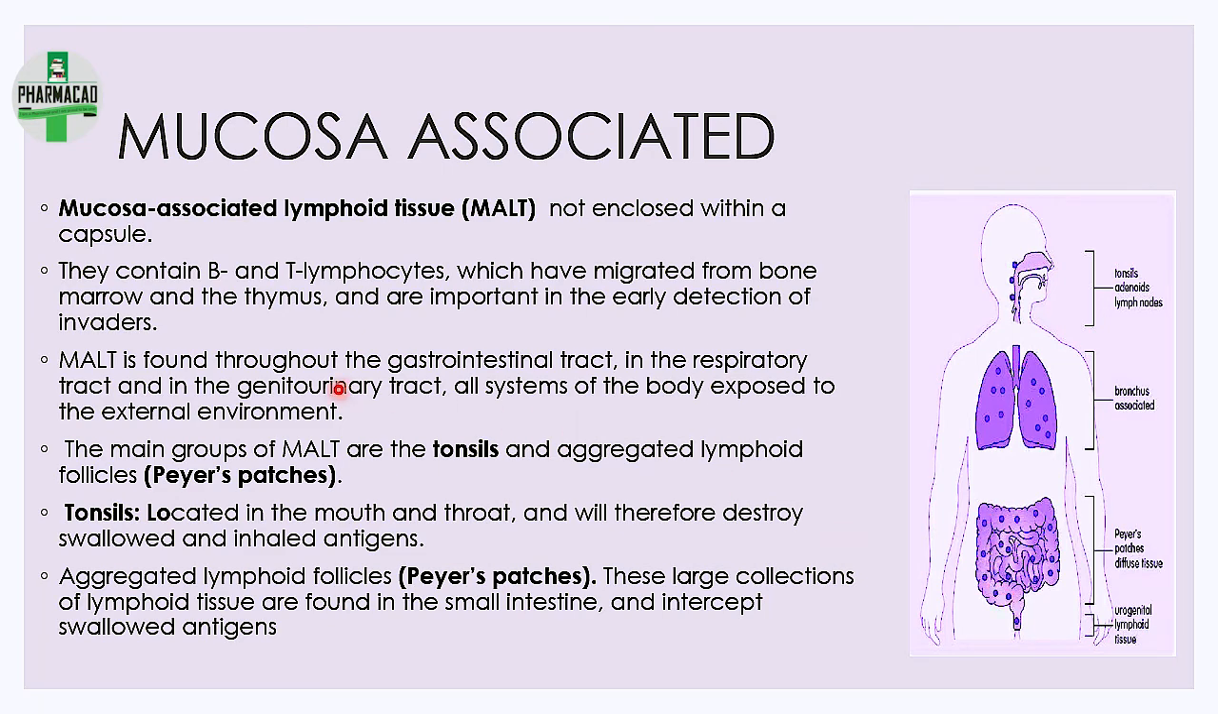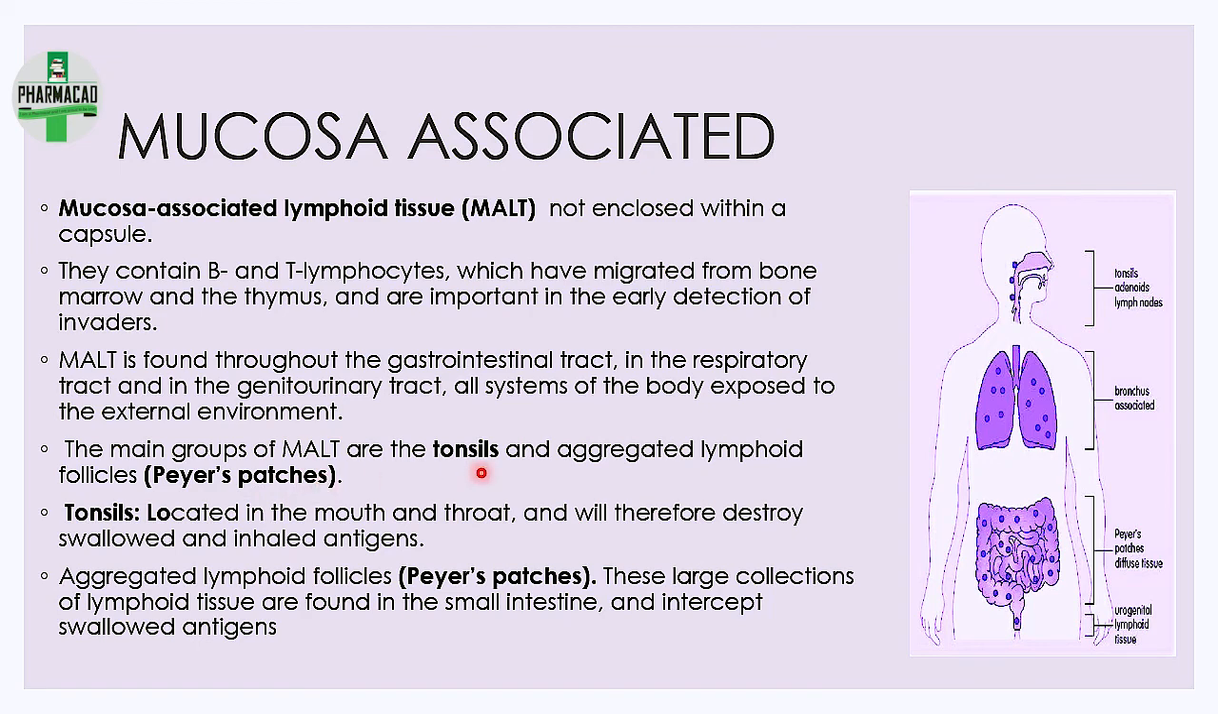Okay. MALT is found throughout the gastrointestinal tract, in the respiratory tract, and in the genitourinary tract, all systems of the body exposed to external environment. जिधर भी external environment exposure है, RS में हमारा air से है, GIT में food से है, urinary system में urine से है, similarly female reproductive system में भी external opening, external exposure है, तो वहाँ सब जगह पे there is going to be lymphoid tissue. जो GI में है उसको Peyer's patches बोलते हैं.